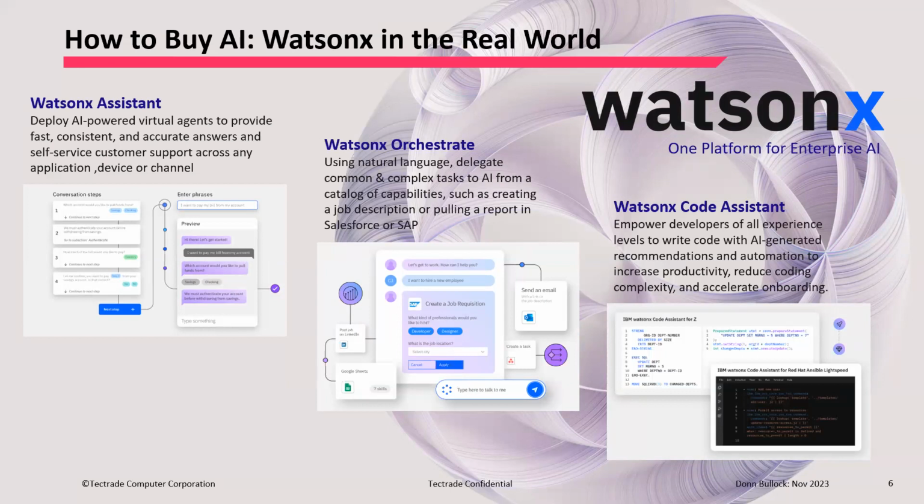Through Orchestrate, we can leverage the environment that we have, the data we want to accumulate, and be able to make suggestions on things that we can do. And then lastly, of course, is Code Assistant.